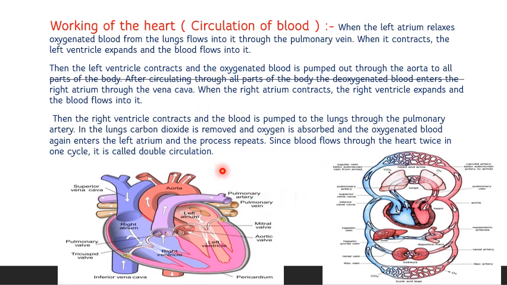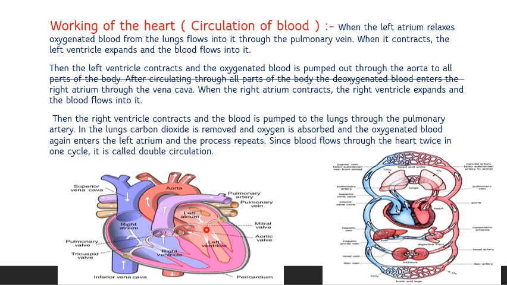Now let us try to understand this process in detail. When the left atrium relaxes, oxygenated blood from the lungs flows into it through the pulmonary veins. Got it? When it contracts, the left ventricle expands and blood flows into it. Then the left ventricle contracts and the oxygenated blood is pumped out through the aorta to all parts of the body.